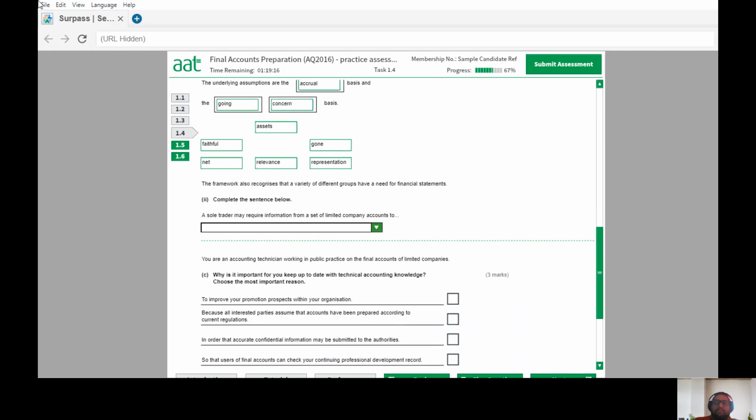The next one we have here. Complete the sentence below. A sole trader may require information from a set of limited companies to do what? If you look at the answers here: assess the ability of the organization to settle a short-term debt, extract financial information for a tax return, obtain a list of company customers.